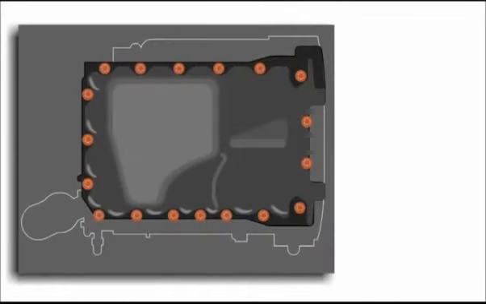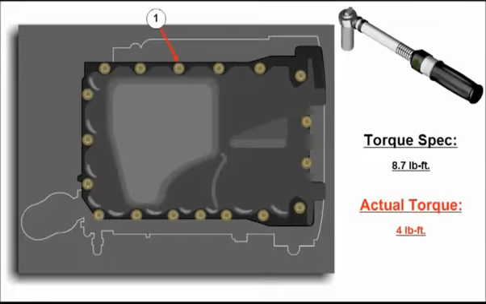If multiple fasteners on one component, such as an oil pan, are being torqued, torque them in the proper pattern to half of the specified torque rating.